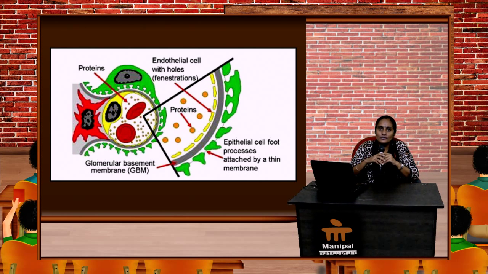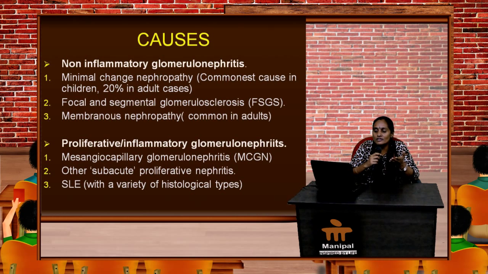Now let's come to the causes. We have the main division of non-inflammatory glomerulonephritis and proliferative or inflammatory glomerulonephritis. Let's list the very common ones. The most common is minimal change disease. It's also called minimal change nephropathy, and it's a real common condition for children, and even in adults, as many as 80% of children get it, and even 20% of adults can suffer from this. The next one is focal segmental glomerulosclerosis, and the last one is membranous nephropathy. This is more common in adult patients.